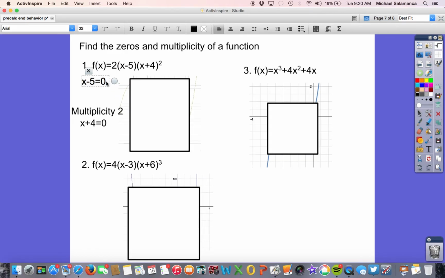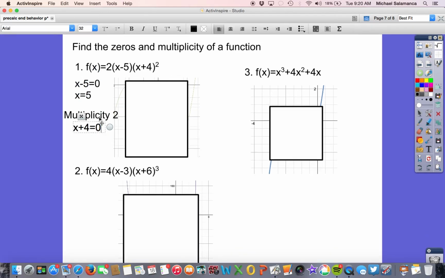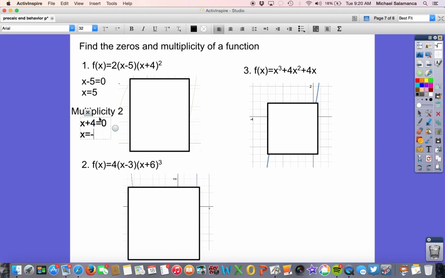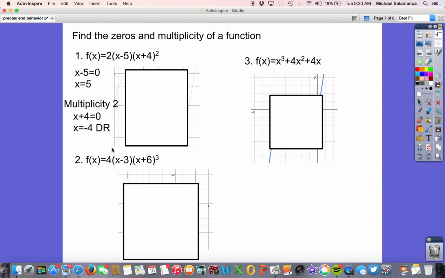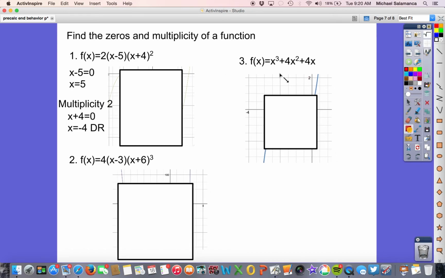we have x equals 5, and we have x equals negative 4, and sometimes you'll see DR for double root. That means it happens twice. Now, I'm going to show you the graph, and you'll notice that this is an odd function, looking at the end behavior, because it's going in the opposite direction.